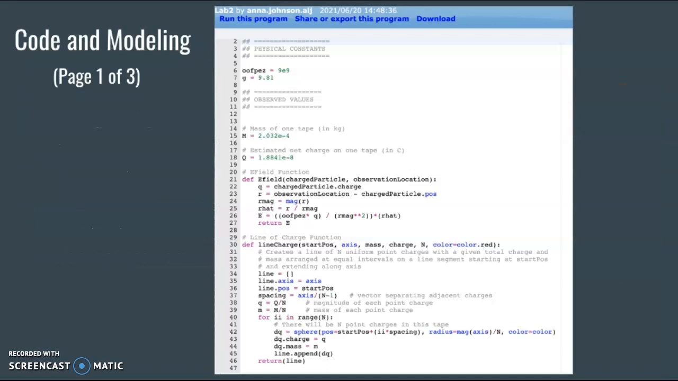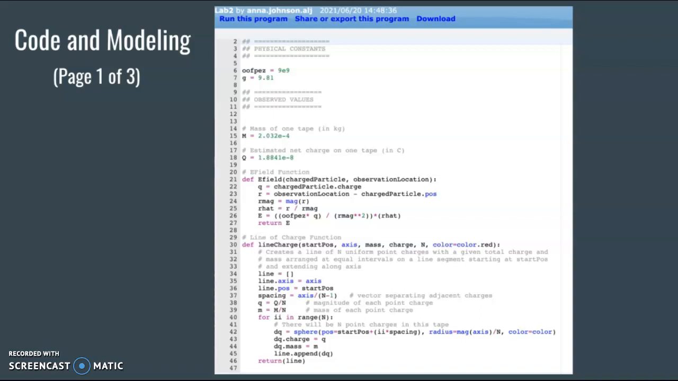And so we used the same electric field function from Lab 1, and I represented the tapes as lines of 10 point charges with iteration. With iteration, I was able to find the electric force at each point on the top tape. And the total electric force on the top tape by the bottom tape was also found using iteration, with the number of point charges increasing.